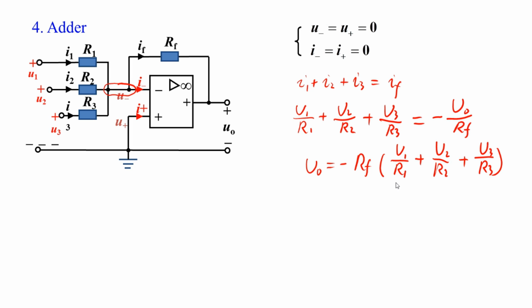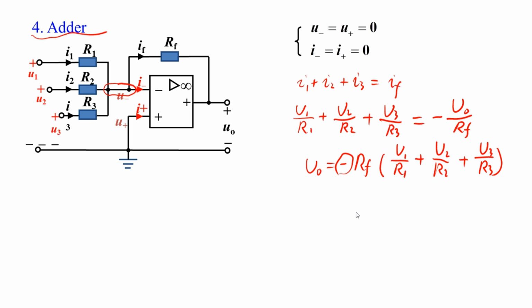So the circuit's output is a linear addition of U1, U2, and U3. If all the resistances are the same, which means R1, R2, and R3 are the same, then the coefficients of U1, U2, and U3 are the same. So it's a perfect addition. We call it an adder. The minus sign means it's a reverse addition of three signals.